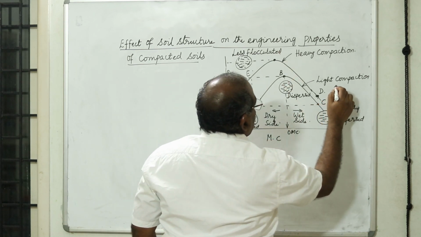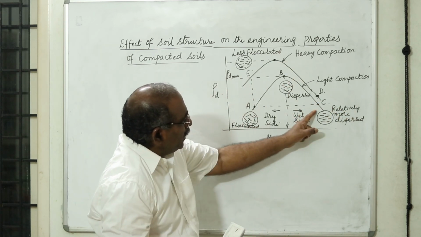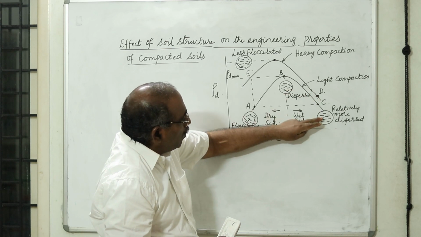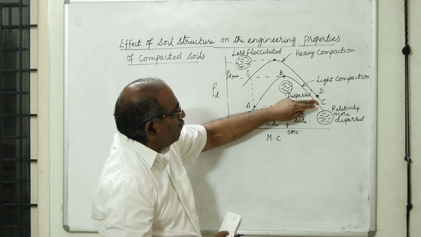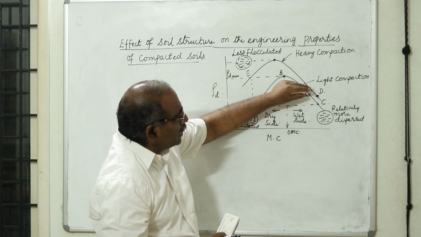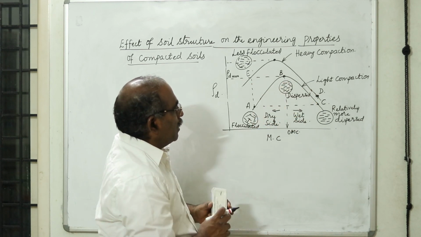And here it is. Now the difference between C and D will not be much because this is already in a dispersed condition, therefore it will be almost similar to this. But because of the increased compactive energy, a slight increase in the density can be observed.